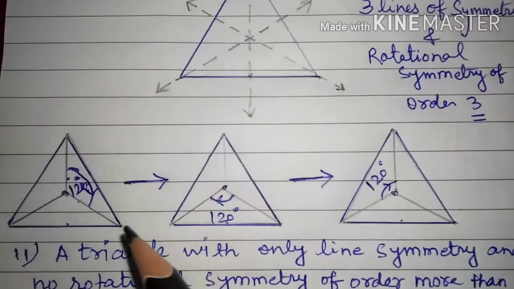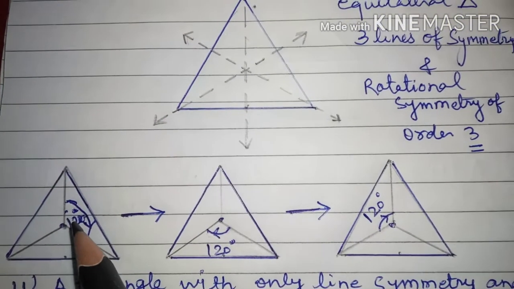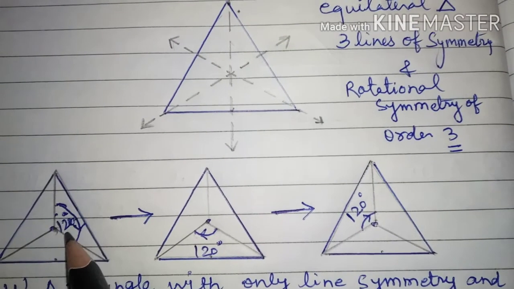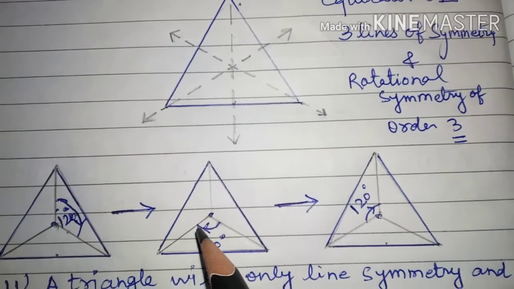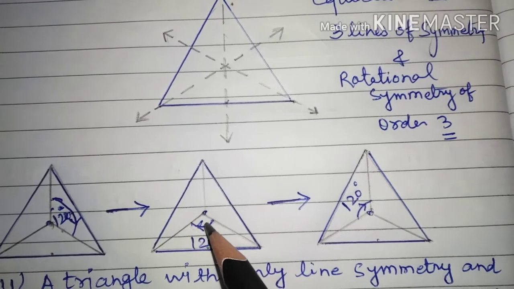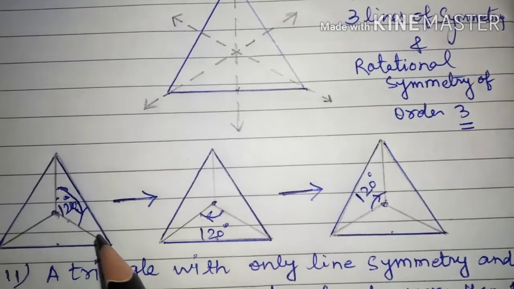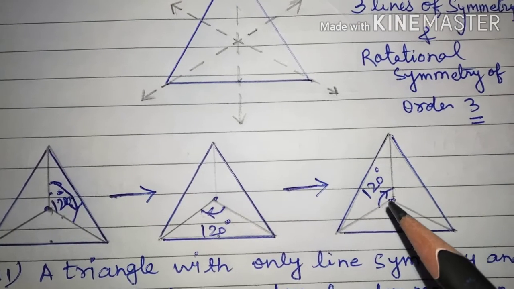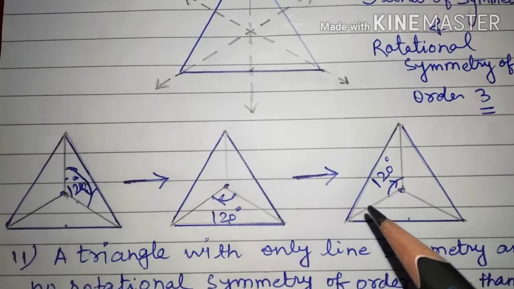So we can see the rotational symmetry, as we had discussed: this is the axis of rotation and the angle of rotation is 120 degrees. This figure will be rotated, so we will get this figure. Again, with an angle of rotation of 120 degrees, we rotate from here and finally we get this figure. So we can see all the 3 figures are the same. So the equilateral triangle has rotational symmetry of order 3.